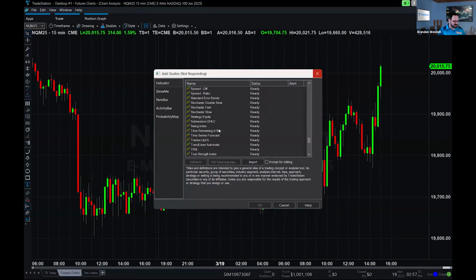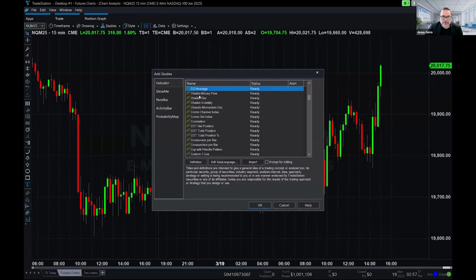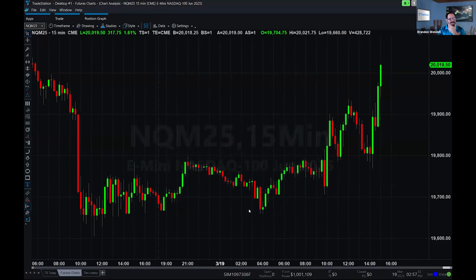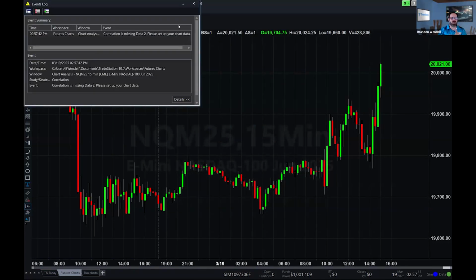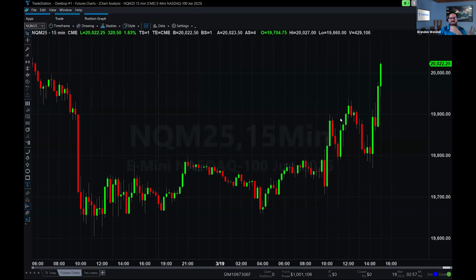So again, if I go, let's see here, correlation. You won't be able to add it because you don't have a second data stream. Right, I don't have the data stream right now, but I can kind of show you what it would normally do. I don't have the data stream set up first. I've got to put in the second data stream. I don't have time to do it right now, but that's what you could do.